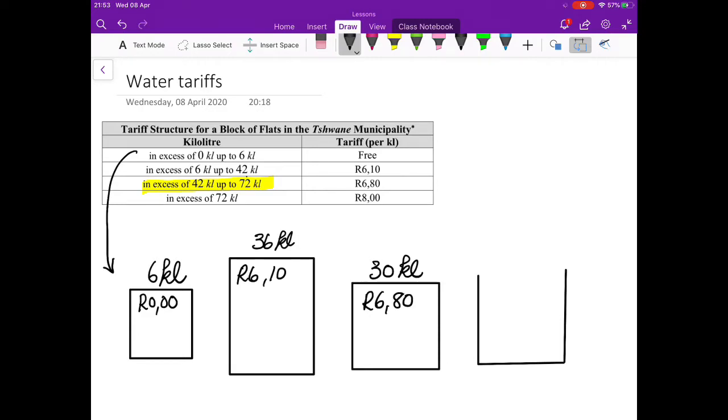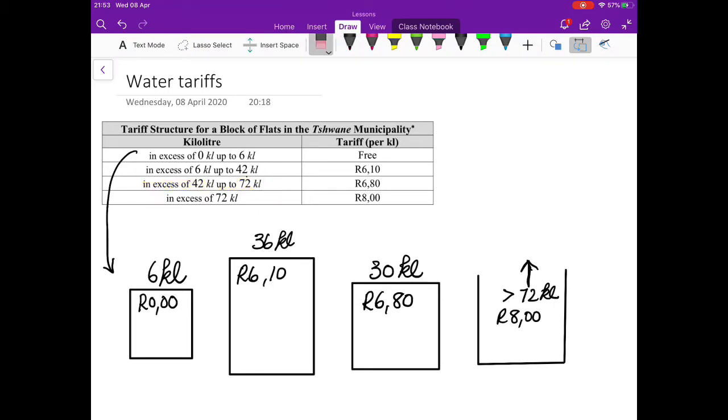In our last bucket, you can see that there is no cap on this. So in other words, every other liter of water will go into this final bucket. It's everything more than 72 kiloliters, and that will cost you 8 Rand a kiloliter. So you can see this is an example of tariffs on a sliding scale. It is good to get organized before you do your questions on water tariffs, because you're going to have to fit the costs and the consumption in somewhere.